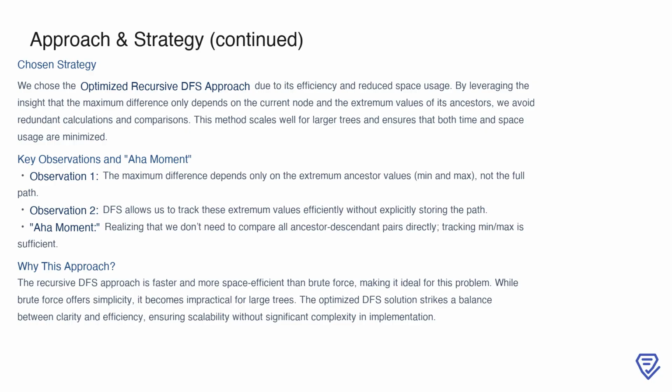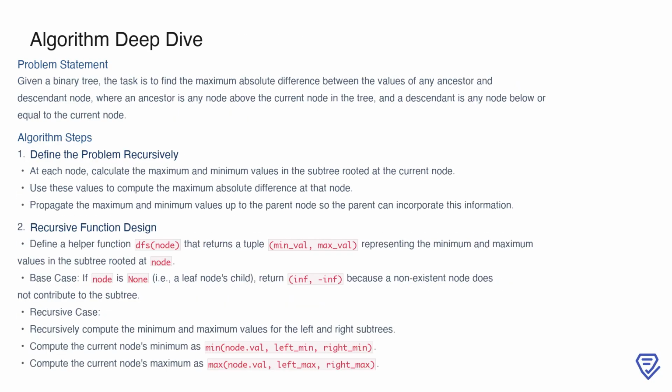The aha moment came when we understood that comparing all ancestor-descendant pairs directly is unnecessary, tracking just the min and max along the path is sufficient. The recursive DFS approach strikes the right balance between clarity and performance, making it the optimal choice for solving this problem.